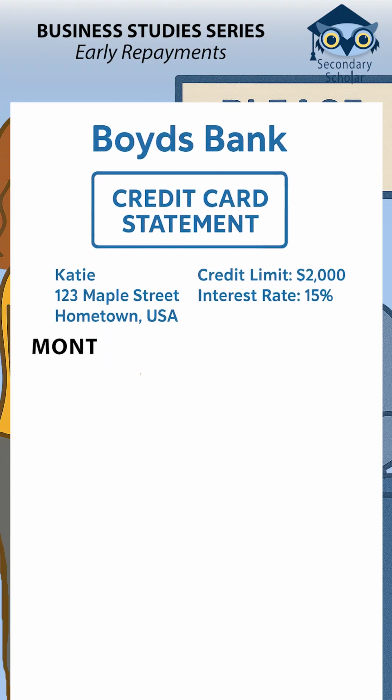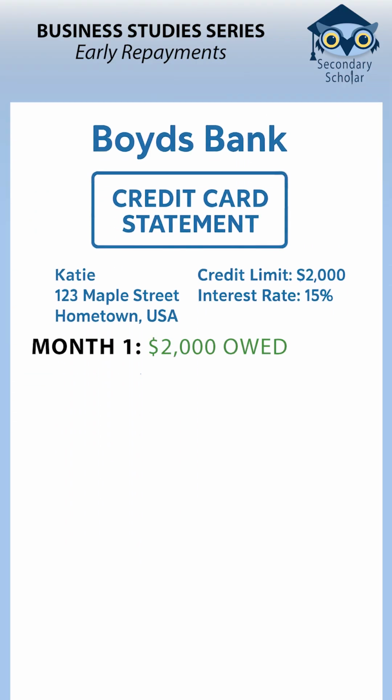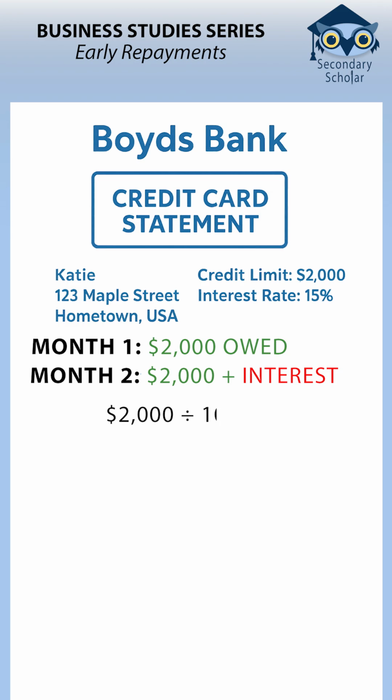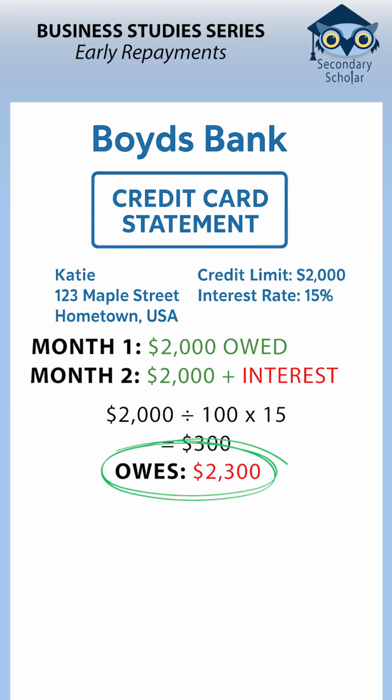Month 1. Katie owes $2,000. If she pays it all off immediately, she only owes the original amount. Month 2. Katie misses her payment. Interest is now calculated on the $2,000 balance. 2,000 divided by 100 multiplied by 15 equals $300. She now owes $2,300.